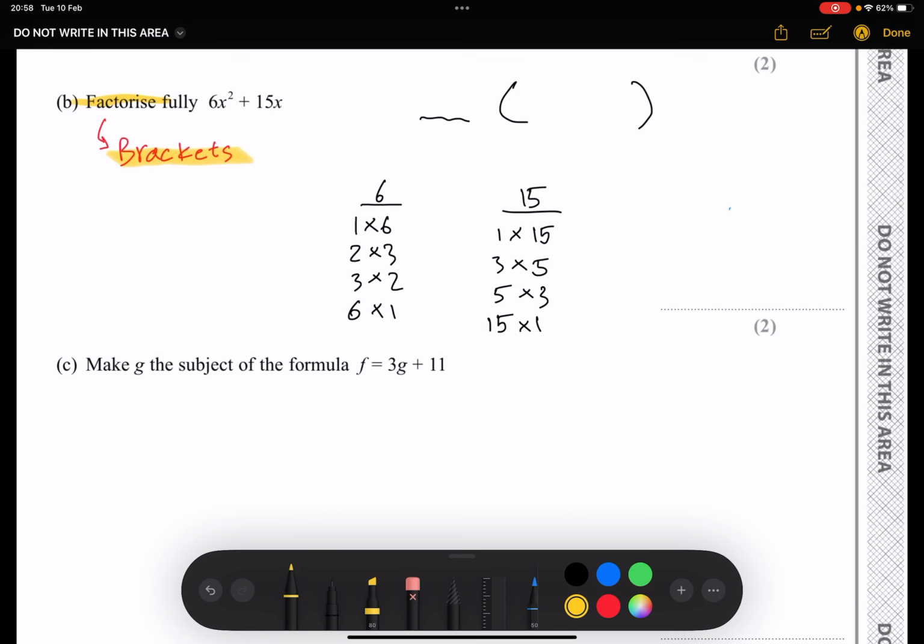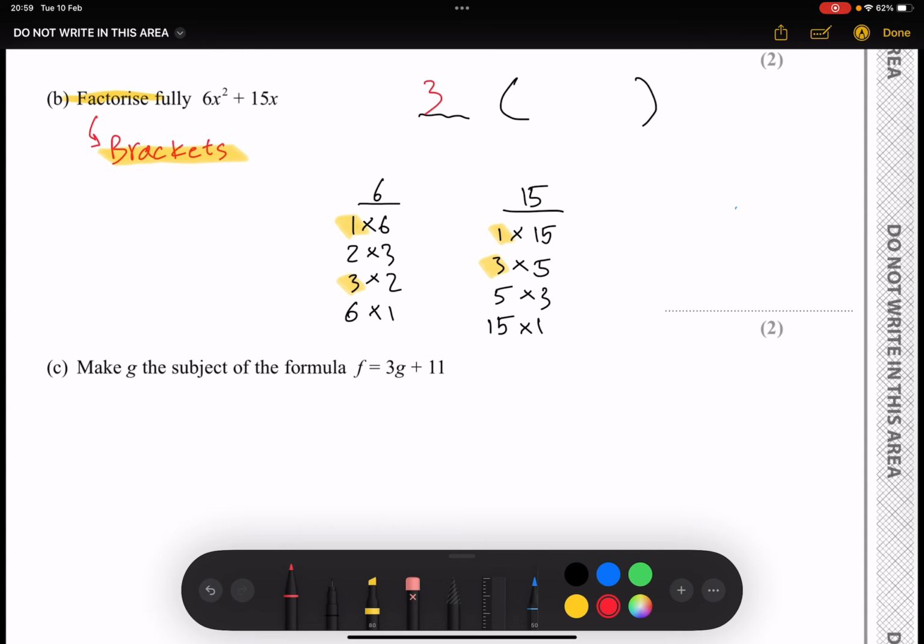So the common term that will be going outside will be the largest common term. So 1 is a common term in both, 2 is not, but 3 it is. 3 is a common term. So 3 is the number that we will have outside. If you notice also, x is a common term of both of these, not x squared, because here you do not have a squared. So x, just x, is a common term that will be going outside.